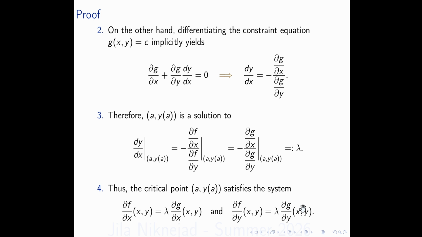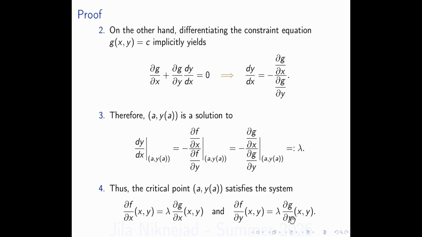Therefore, the system partial of f with respect to x equal to lambda partial of g with respect to x, and partial of f with respect to y equal to lambda partial of g with respect to y at the critical point is satisfied. And we can use this system to find the critical point where f has critical points on the constraint implicit curve g of x and y equal to c.